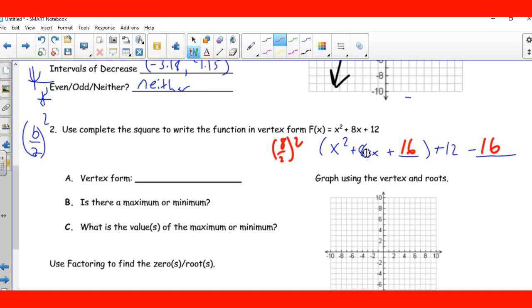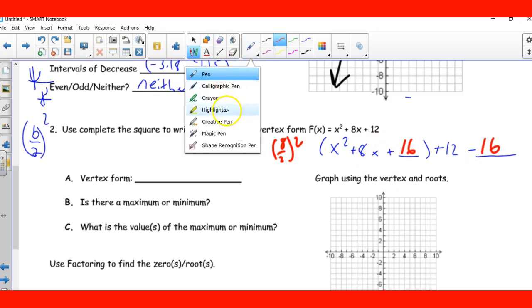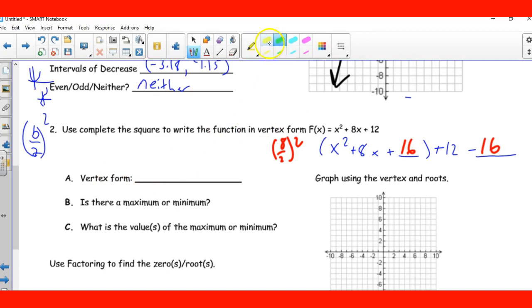So now factor this, because we're working to get vertex form. You can factor it: two factors that multiply to give you 16 that add to give you 8. Of course, it's 4 and 4. But 8 divided by 2 is 4. Well, that's it, guys. It's going to be x plus 4 squared, and right here you simplify this. Negative 12 minus 4, that will be negative 4. This is vertex form.